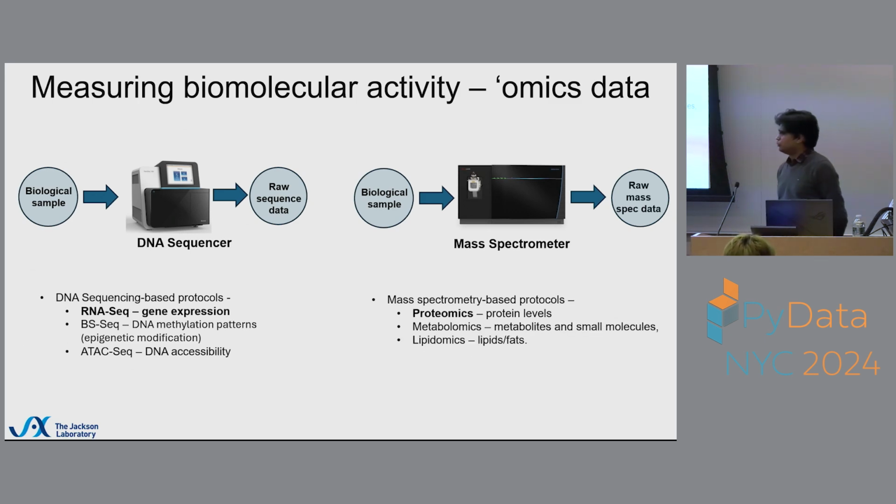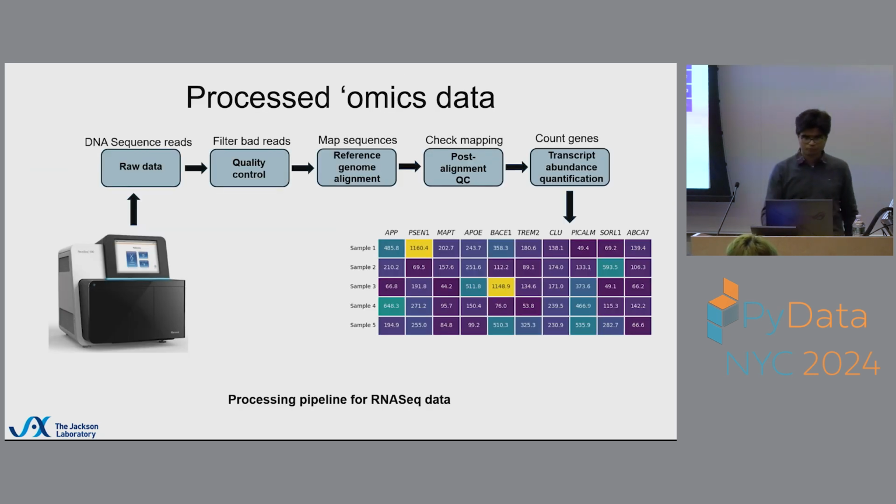But you can also profile lipids or fats, small molecules, metabolites. But broadly speaking, you have these two categories. Okay, so that's how we get raw data. You can't do ML on raw data. How do we actually take the raw data, process it, and get it into a format that we can actually work with and do any kind of analysis with?